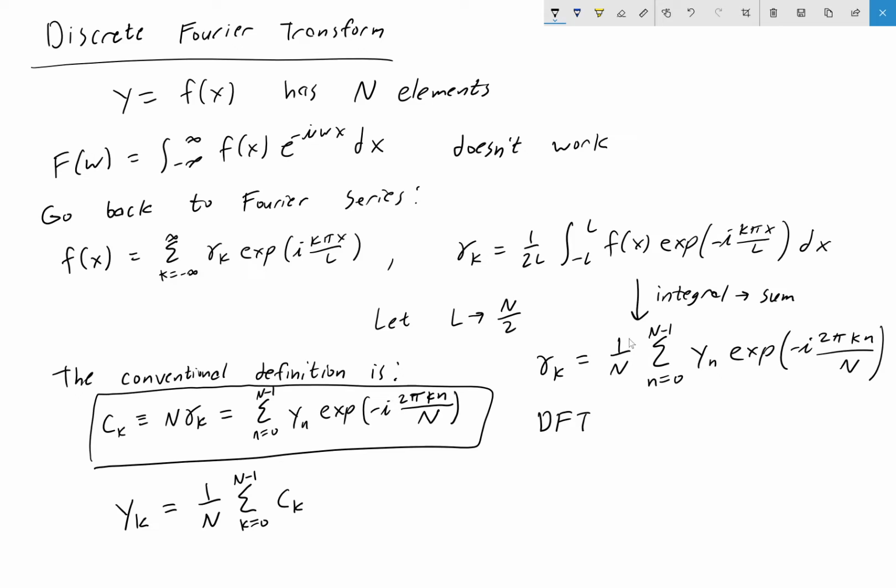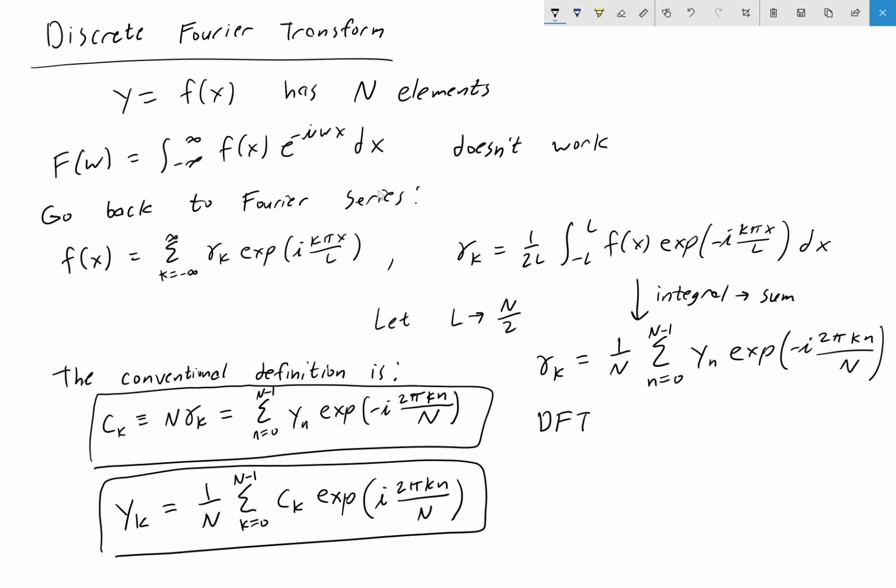We're going to take the c_k's and multiply them by the exponential with a positive i 2 pi k n on capital N. So notice our summation variables are different here. For the DFT, that's this one up here, we're summing over n's, and for the IDFT, we're summing over the k's. It's kind of like the difference in the continuous transforms, where we were integrating with respect to x versus integrating with respect to omega. So same kind of idea.